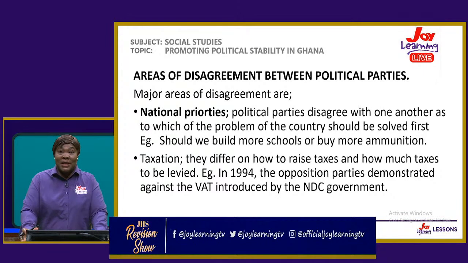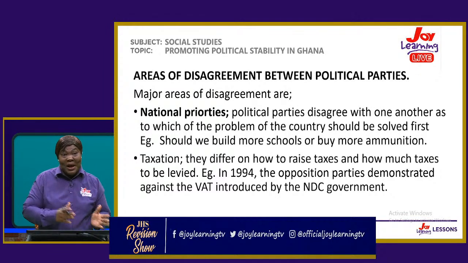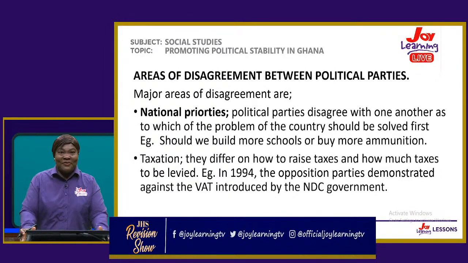One is national priorities. Political parties disagree with one another as to which problem of the country should be solved first. For example, should we build more schools or buy more ammunition? So the order of the day today, people are finding out, should we build a national... That's a question for you. I'll give it to you as an assignment. So these are national priorities.